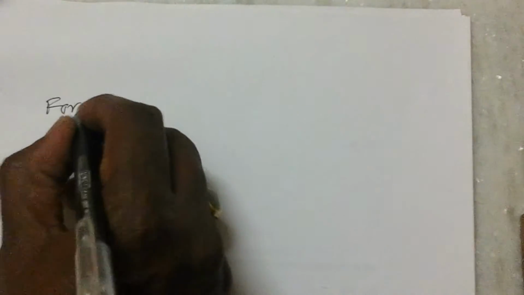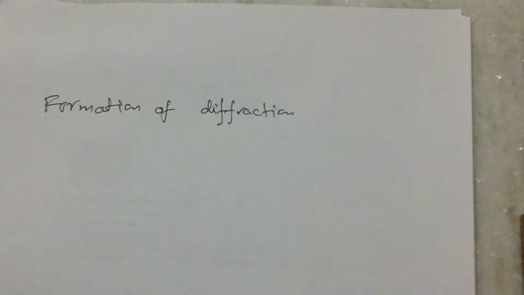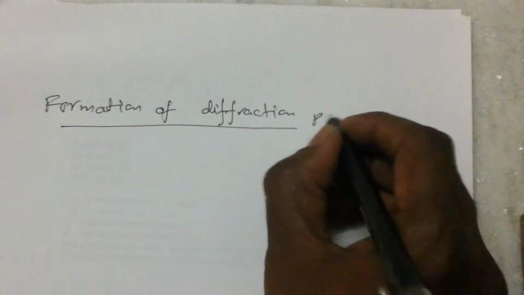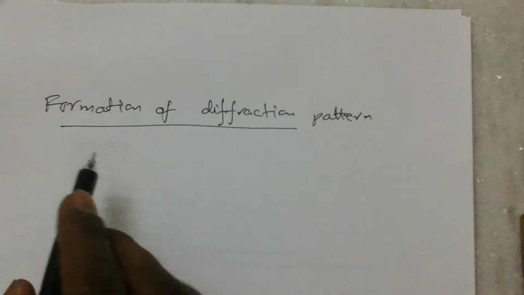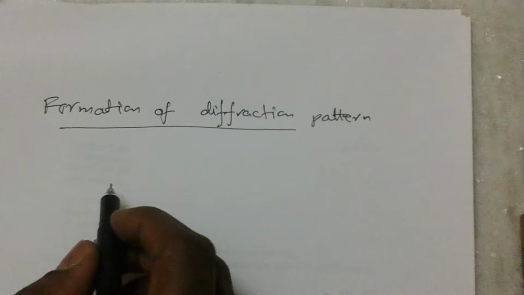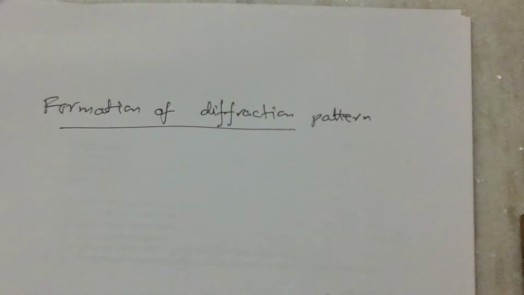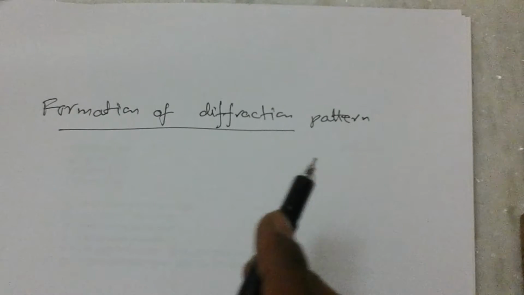Formation of diffraction pattern. Here the diffraction pattern happens just like interference as I already said, but here is the main difference between the formation of diffraction and formation of interference. Now I am going to explain how the diffraction pattern is forming.